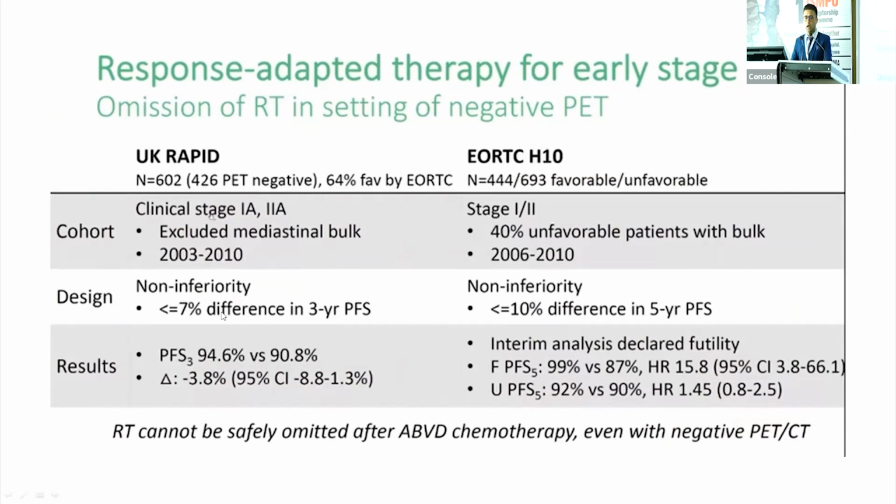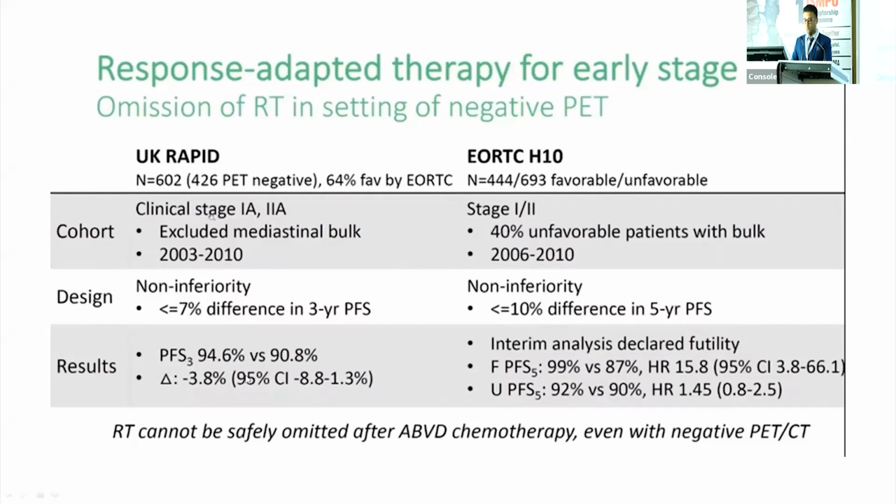Here, the non-inferiority statistical power was kept at a 7% difference at 3-year PFS, and the non-inferiority for EORTC was less than 10% at 5-year PFS. What was found with this trial is that both did not reach statistical significance. And what was concluded is that RT cannot be safely omitted in the ABVD chemotherapy arm, even with a negative PET-CT.